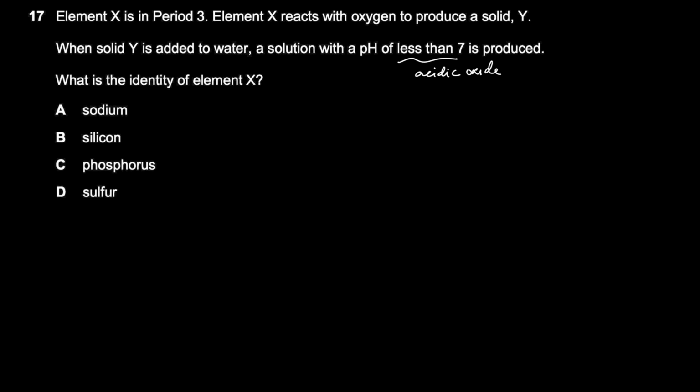Well, sodium oxide is basic, so that's incorrect. Silicon dioxide is acidic, but it does not dissolve in water, so it's not B. Phosphorus oxide, P4O10, is a solid that dissolves in water to produce an acidic solution. Phosphorus(V) oxide reacts with water to produce phosphoric acid. So the answer is C. Sulfur dioxide is also an acidic oxide, but it's a gas. Here we have a solid oxide being produced. So the answer is C.